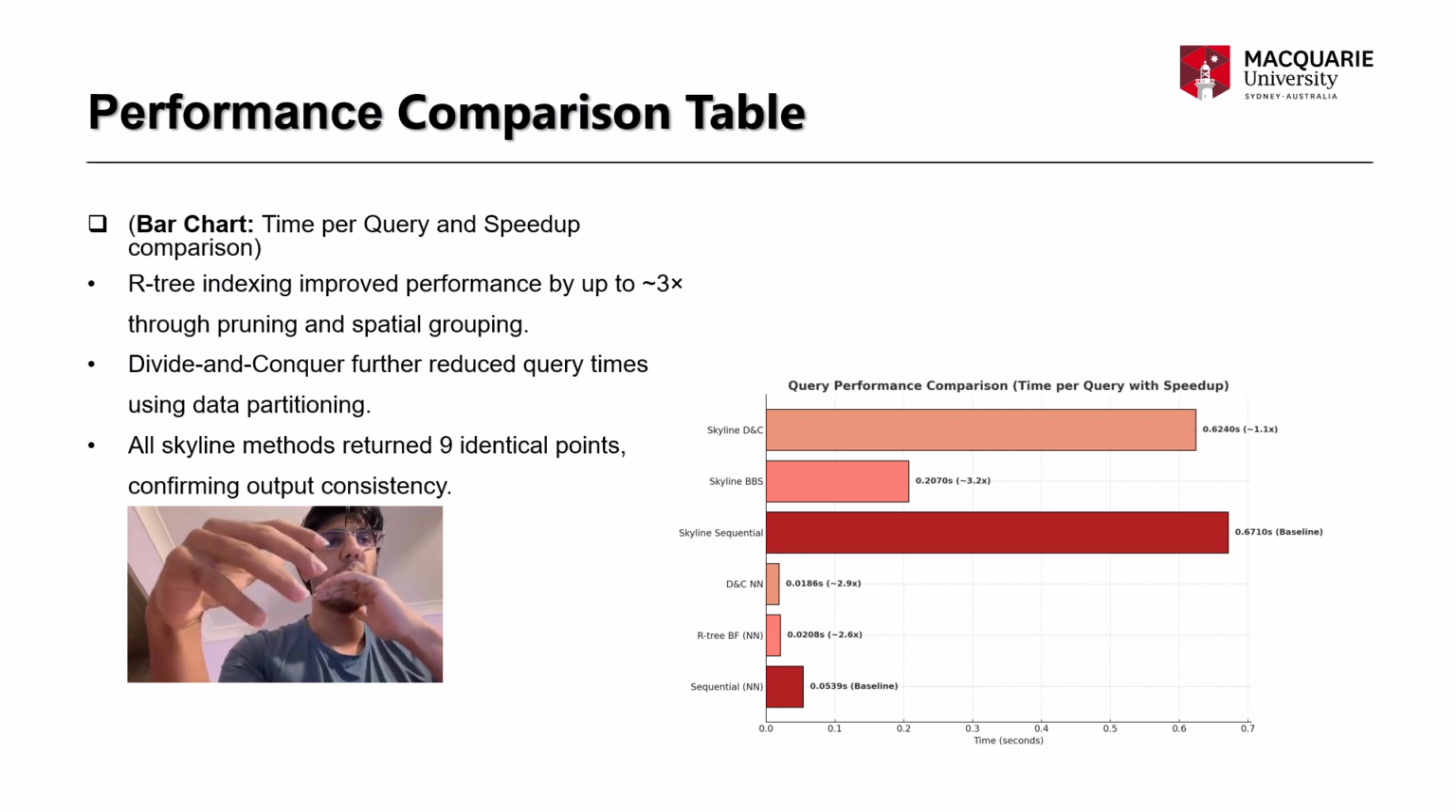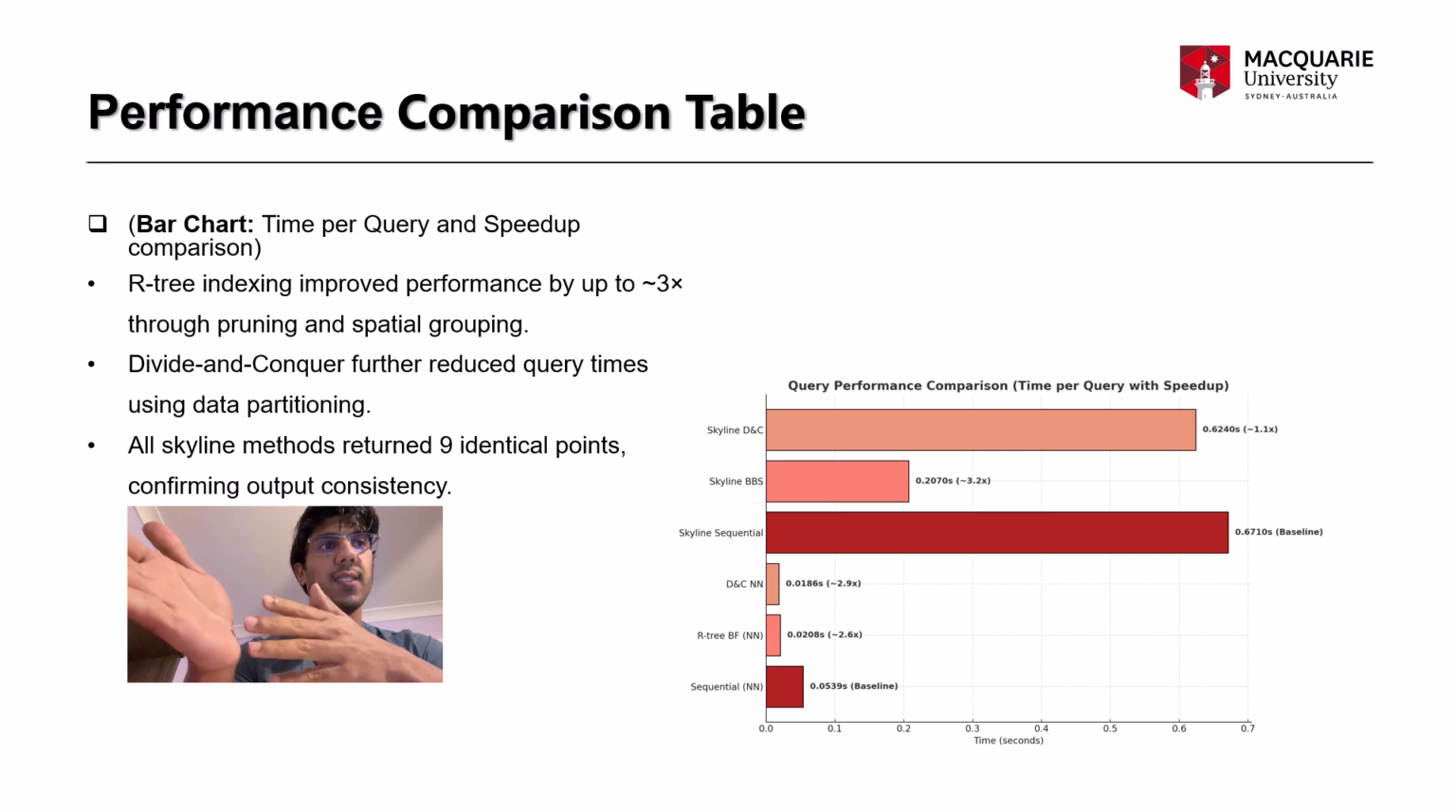This bar chart provides a consolidated view of the runtime across all six methods. For nearest neighbor, the sequential scan averages 0.0539 seconds per query, the baseline. Best first search with R-tree brought that down to 0.0208 seconds thanks to efficient pruning. Divide and Conquer achieved the fastest time at 0.0186 seconds, which is nearly a 3x speedup over brute force.